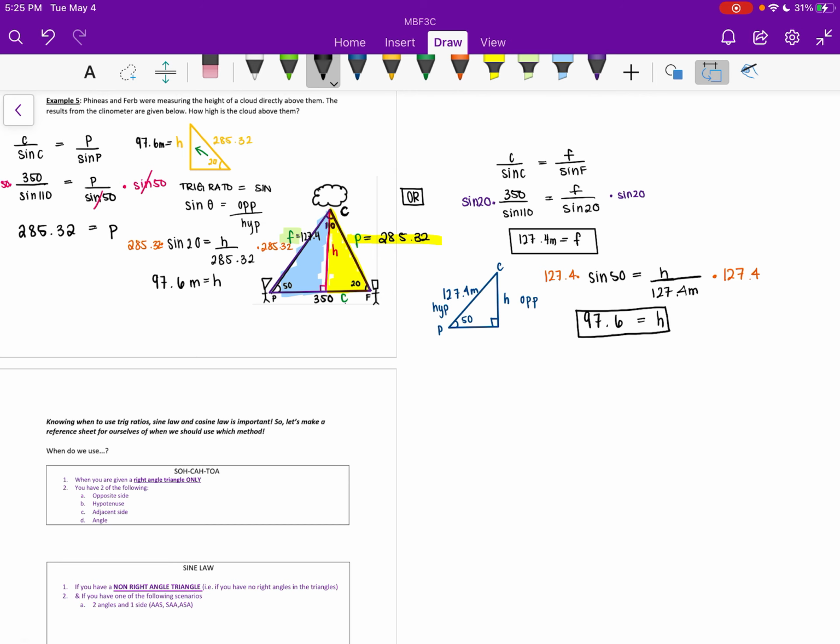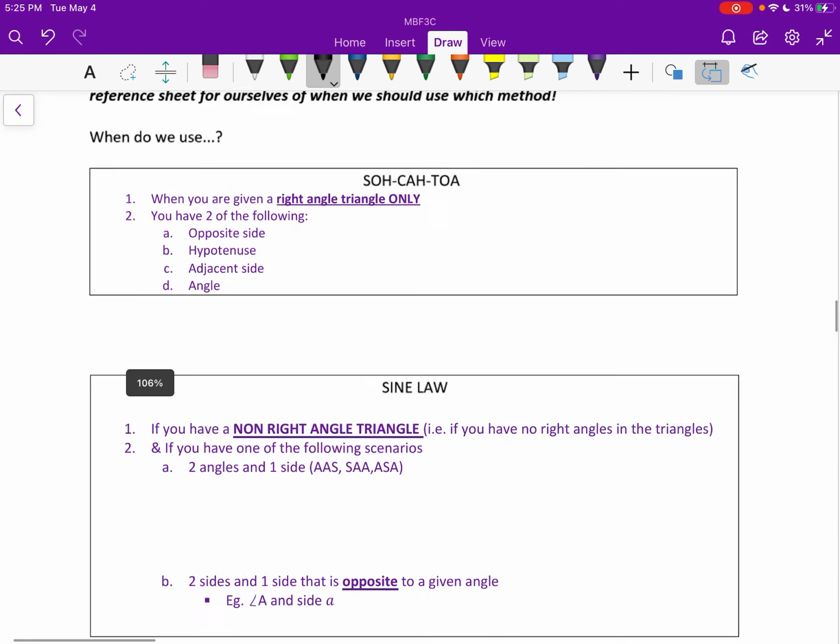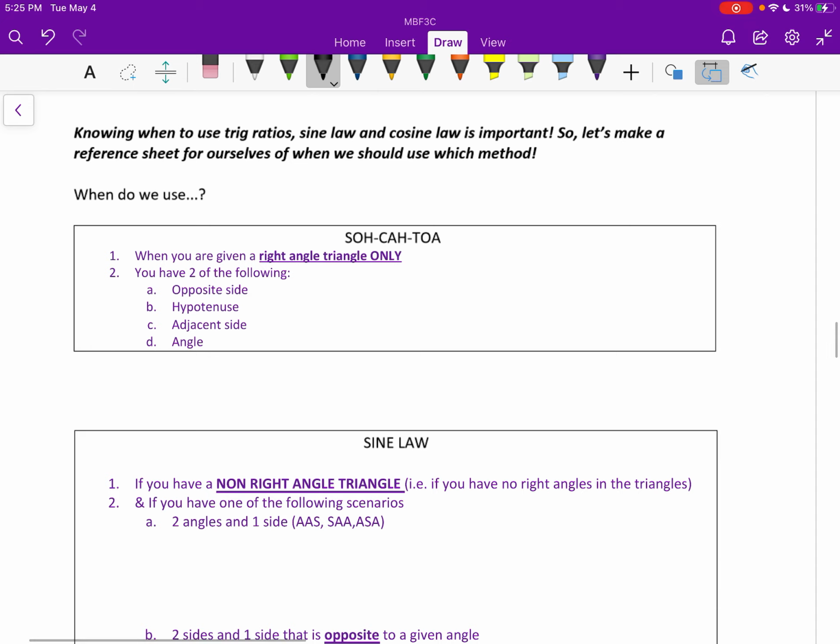So either way you do it, you're going to get the same answer, okay? That's just two different ways of approaching a problem. Same problem, different methods. And I'm not opposed to you using different methods to get to the same answer. I just want to see your thinking.